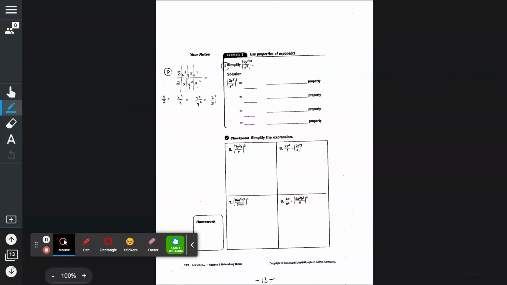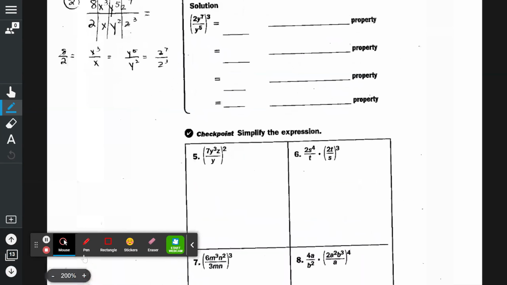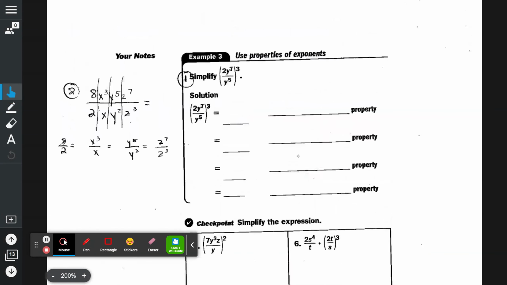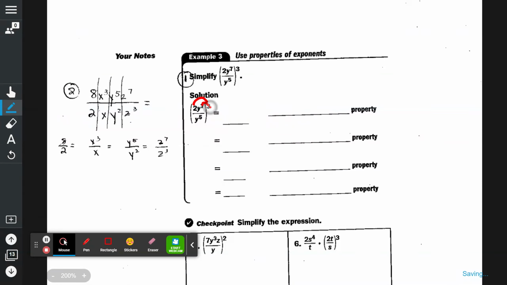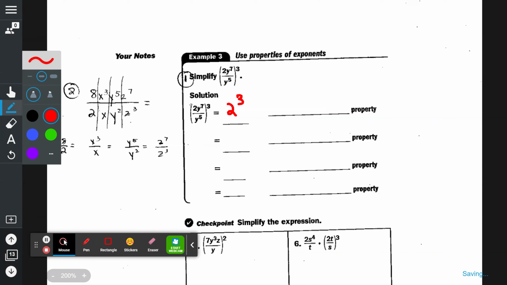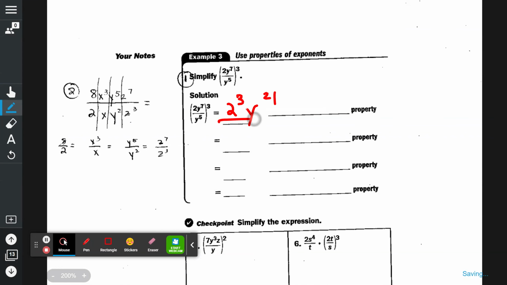Okay, let's go to the next page. And here, now we're going to distribute the 3 both to the numerator and the denominator. So this becomes 2 cubed y to the 21st over y to the 15th. 2 cubed is 8, and y to the 21st over y to the 15th becomes y to the 6th. So the final answer is 8y to the 6th.